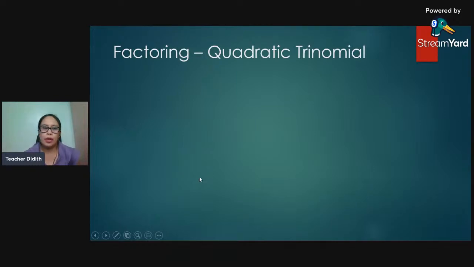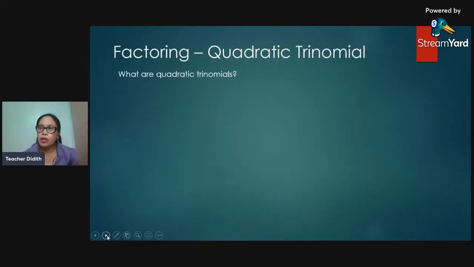Okay, guys. So as what I was saying, I'll be discussing factoring for today, and this time we will be factoring quadratic trinomial. The last factoring that you learned was trinomial, but the trinomial falls under perfect square trinomial. So for today, we will just be dealing with just trinomial, whether it's a perfect square trinomial or just an ordinary quadratic trinomial.